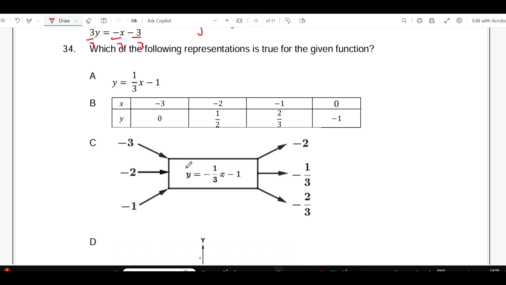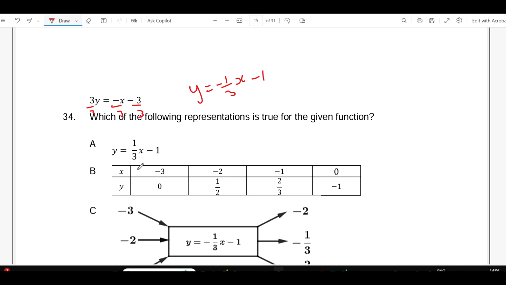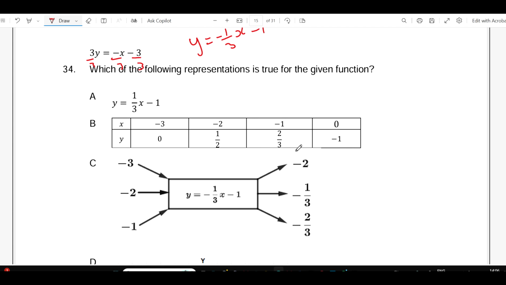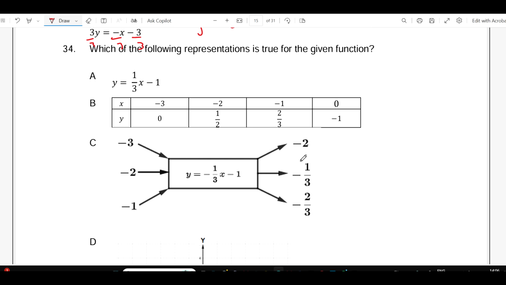And then the second one, where there is x, if I put -3, it's going to give me 0. If I put -2 where there is x, let's check, guys. No, it won't give me this 1/2. Let's proceed to the next one.